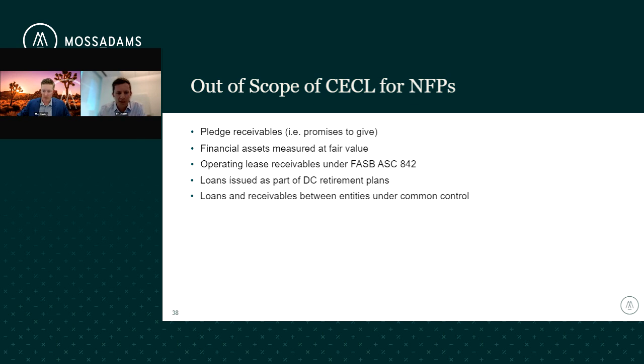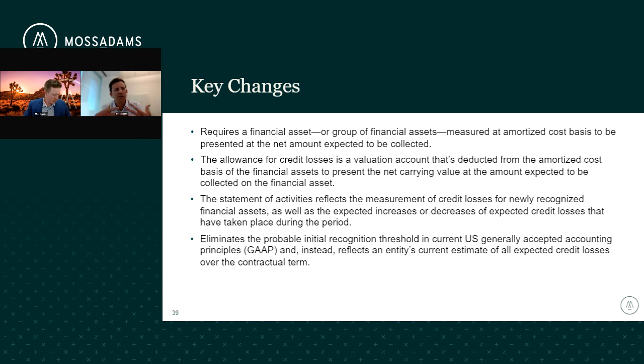So what is changing? Again, the standard is going from an incurred loss model to an expected loss model. So it's more of a principles-based model, and it's essentially management's best estimate at a point in time of the lifetime expected losses for that related asset. The allowance for credit loss continues to be recorded net of the asset on the statement of financial position. All the changes flow through the statement of activities.